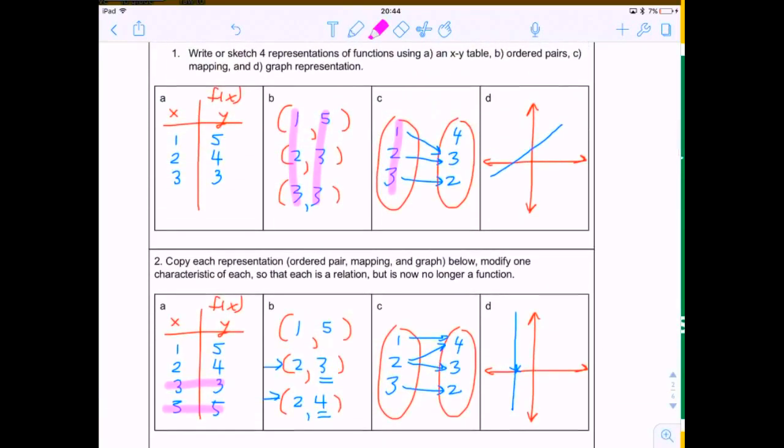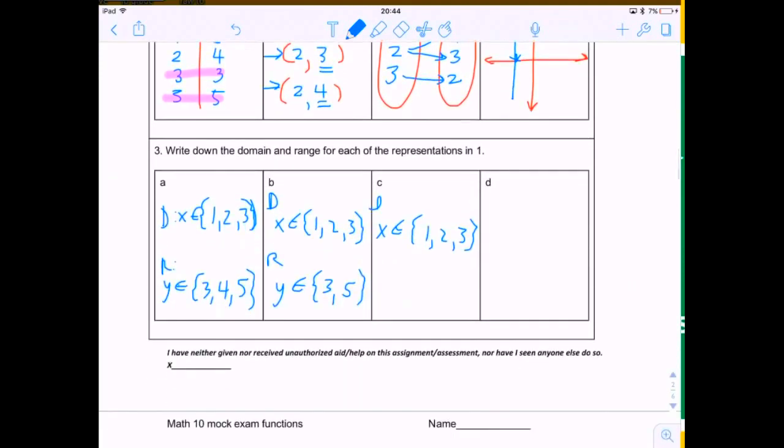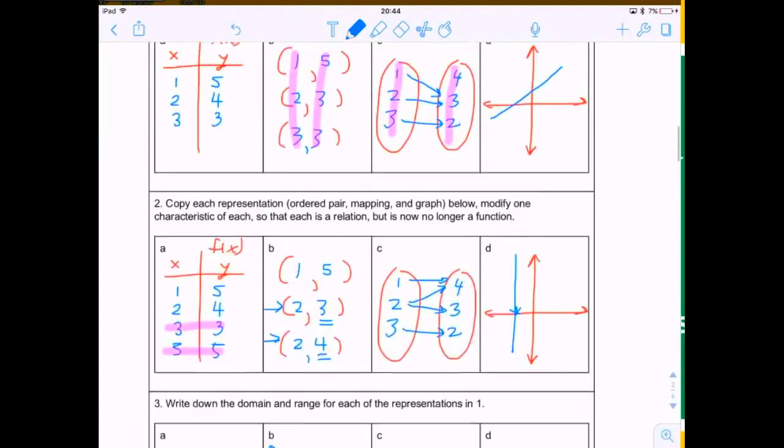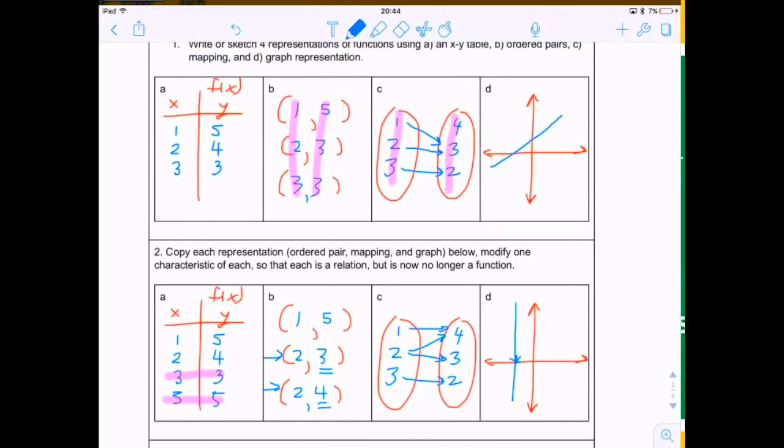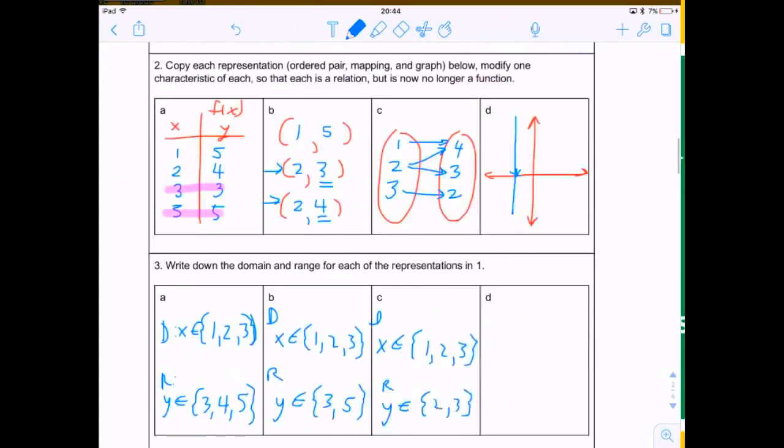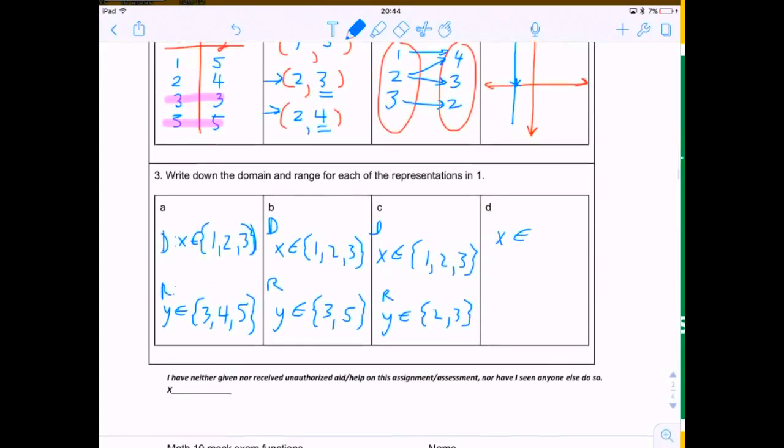And the range is an element of... actually look, I'm not using the 4, right? I'm only using the 2 and the 3, so actually it would be 2 and 3. Okay, and last of all, in D, if it's a straight line like this, then x would be any real number, and y would be any real number also.